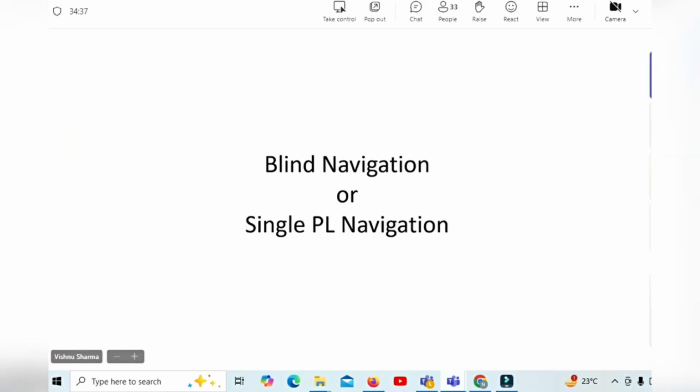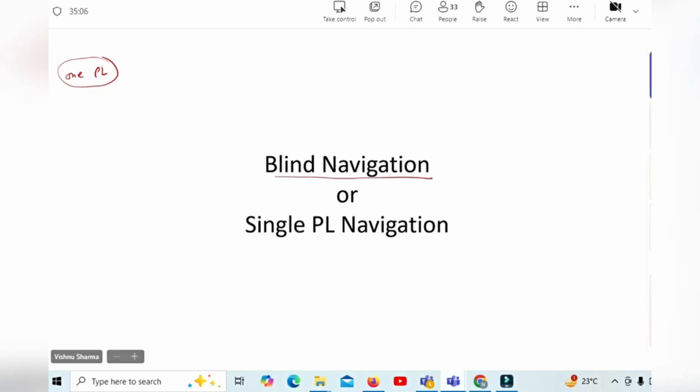Now, why is it called single PL navigation or blind navigation, guys? It may happen someday that you manage to get one PL and nothing else. You do not have radar, you do not have anything. You are completely blinded because of restricted visibility. So then it's called blind navigation also.